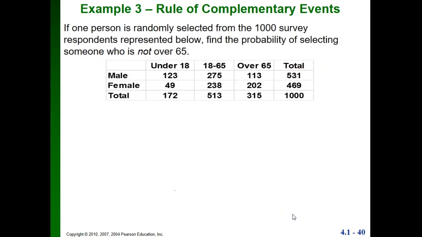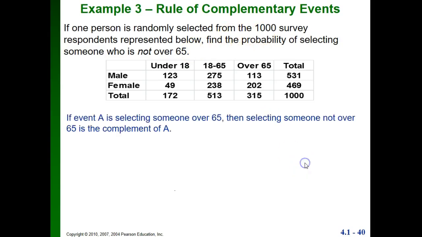One more example. This is from the table that comes from the survey. Here we want to find the probability of selecting someone who is not over 65 from the 1,000 survey respondents. One of the keys to figuring out that you can use a complement is this word not. Not always means that that's the complement of the same event without the not. So if event A is selecting someone who is over 65, then selecting someone not over 65 would be the complement of A.